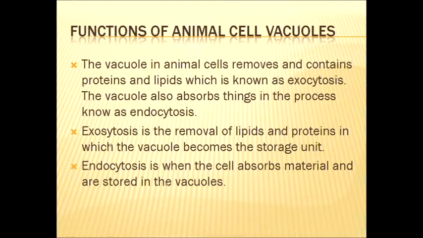Functions of animal cell vacuole. The vacuole in animal cells removes and contains proteins and lipids, which is known as exocytosis. The vacuole also absorbs things in the process known as endocytosis. Exocytosis is the removal of lipids and proteins, in which the vacuole becomes a storage unit. Endocytosis is when the cell absorbs materials and they are stored in the vacuoles.